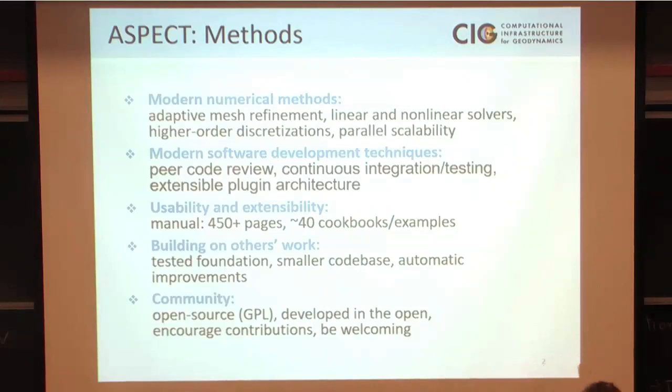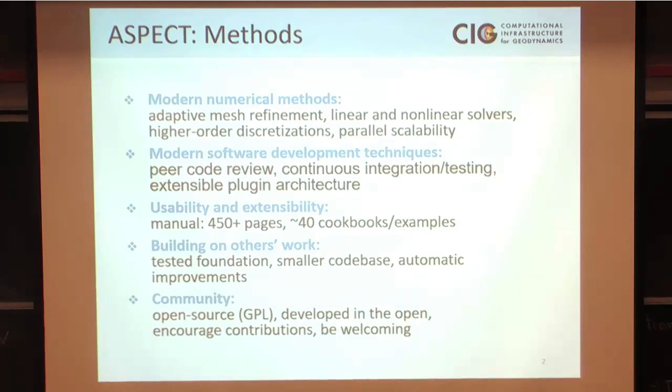ASPECT is a relatively new software project in geodynamics, although it is already seven years old. It builds on a number of principles. It tries to use modern numerical methods, which in particular means it uses an adaptive mesh structure, as you saw on the first slide, so some parts of the model are better resolved than others, depending on the problem we are interested in. It uses advanced linear and nonlinear solvers, higher order discretizations, and parallel scalability, but we also try to use modern software development techniques, and that is something that has come up in the sciences only over the last years.